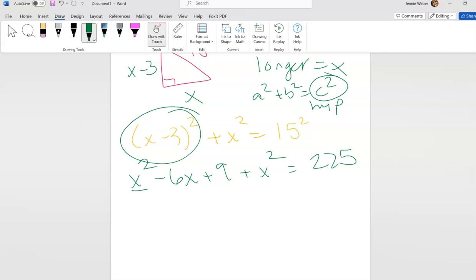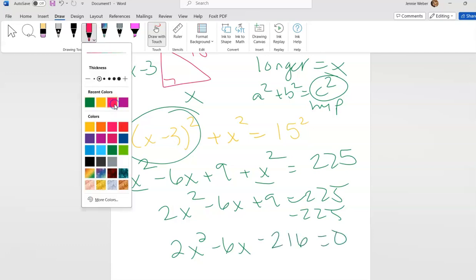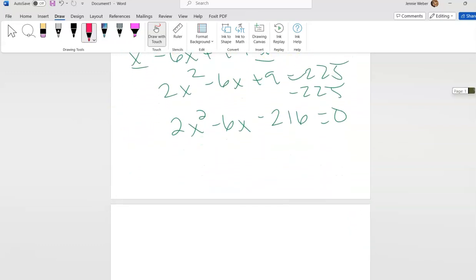Now I'm going to add like terms over here. So I have 2x squared minus 6x plus 9 equals 225. But now I need it equal to 0, so I'm going to subtract 225 from both sides. So I get 2x squared minus 6x. Then I have 9 minus 225, which is going to give me negative 216 equals 0. So I'm finally in standard form, okay?